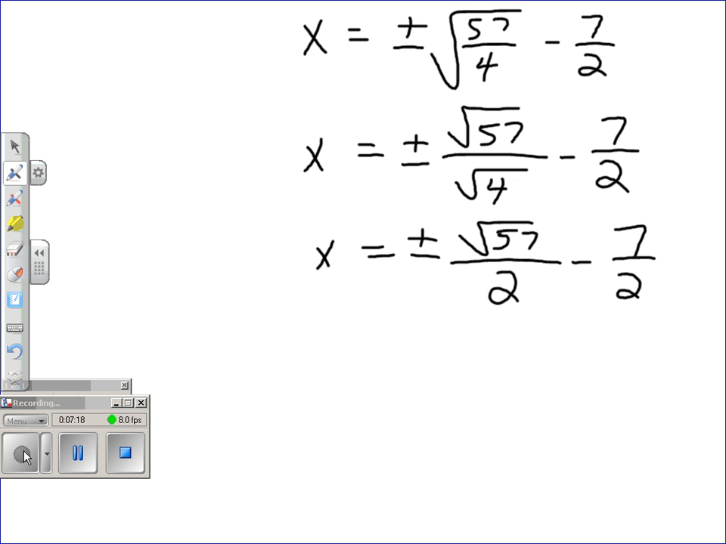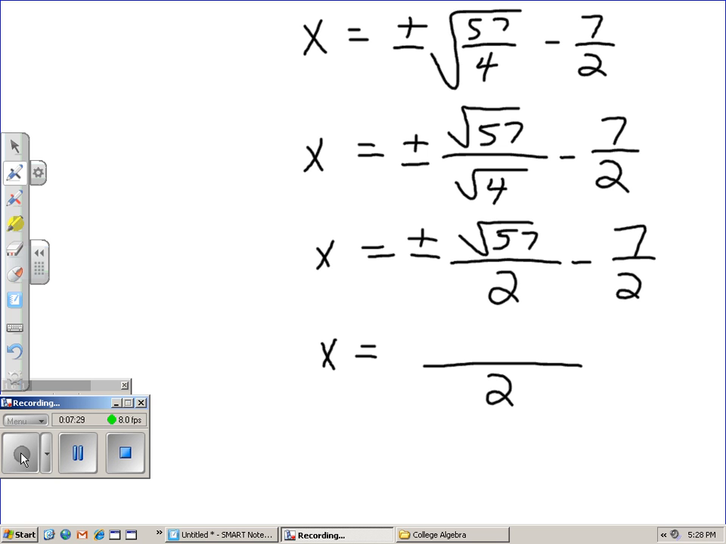Now I'm getting somewhere. Notice I have two fractions. I have a common denominator. All I need to do is combine those two fractions into one with that denominator of 2. So I have my fraction with my common denominator of 2, and I'm just going to combine the tops.